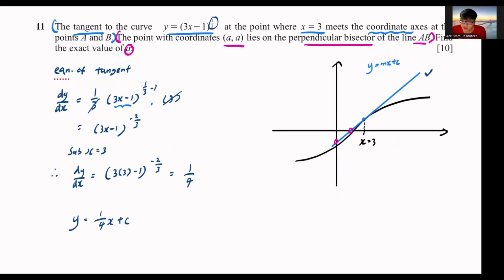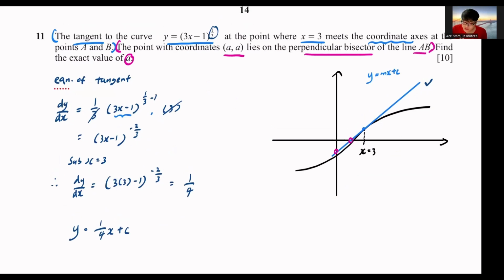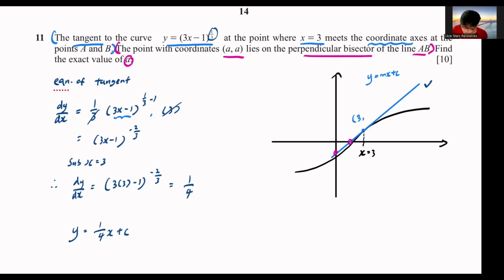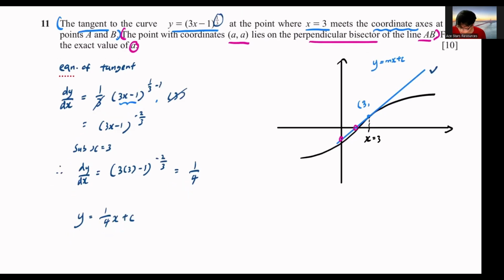And how to find c? In order to find c, you have to know the coordinates. Here you know that x is equal to 3. How about the y? In order to find the y, you just have to use y is equal to 3x minus 1 over 3. So just substitute x is equal to 3 in order to find the y coordinate, right?